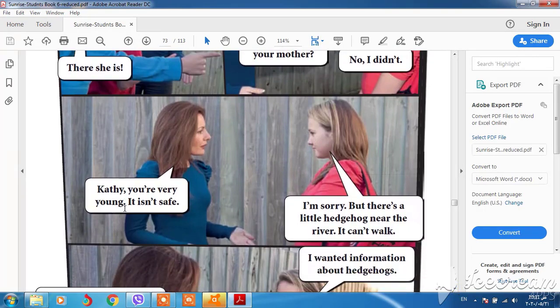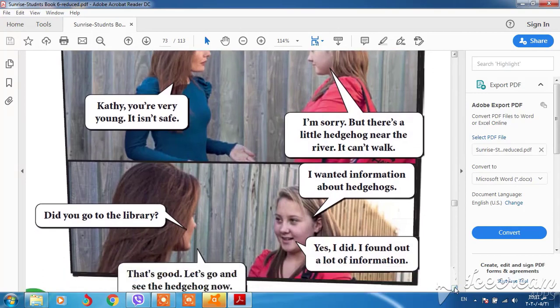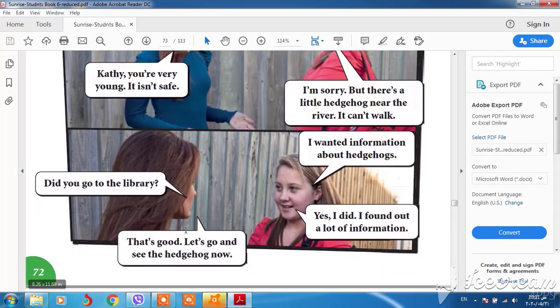Kathy, you're very young. It isn't safe. I'm sorry, but there's a little hedgehog near the river. Did you go to the library? Okay, I wanted information about hedgehogs. I wanted, it's also past simple. We have wanted with ed, it will be past simple. I wanted information about hedgehogs.